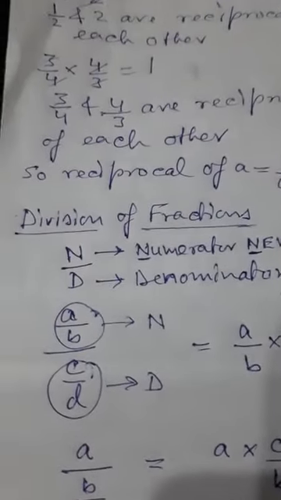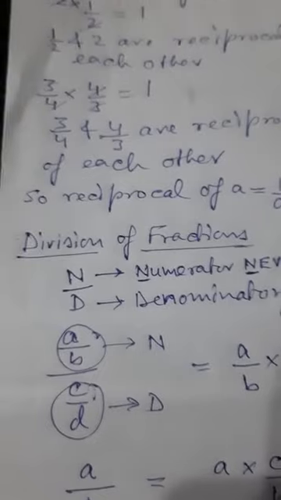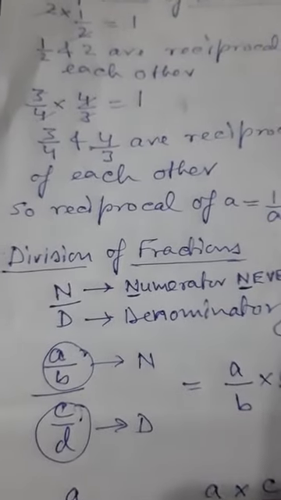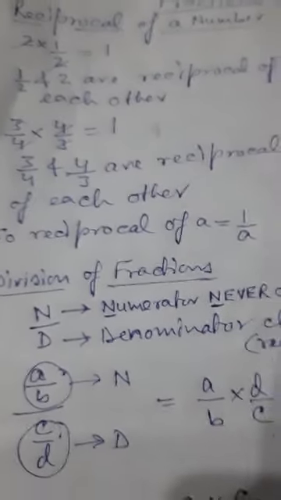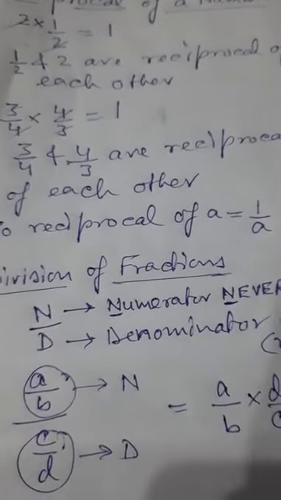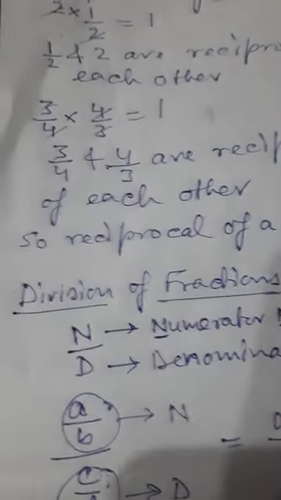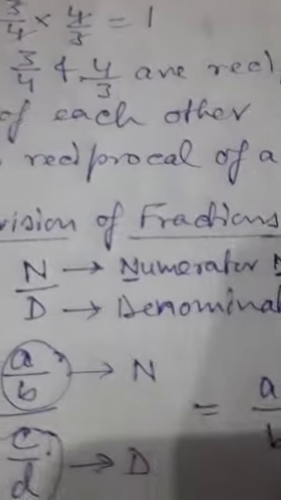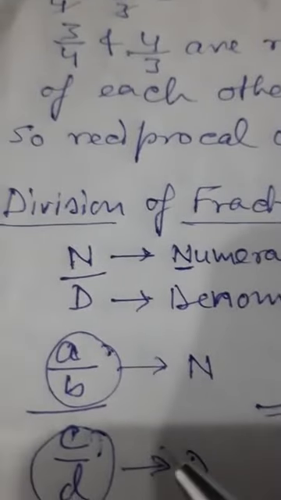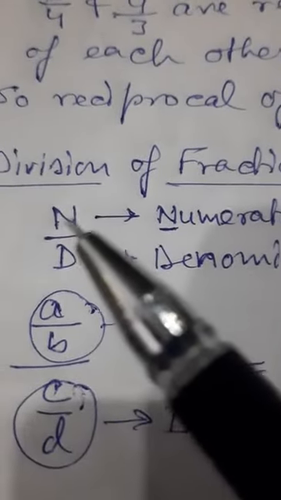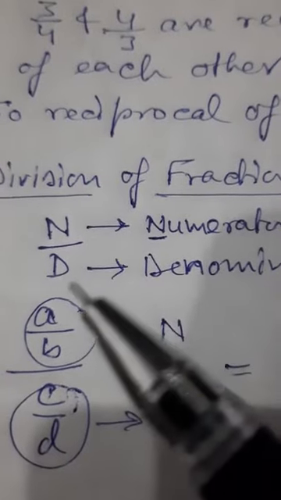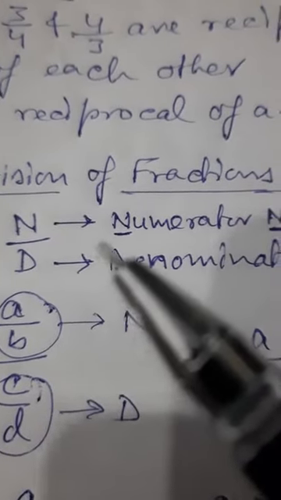Now in the previous turn you studied about multiplication of fractions. Today let us learn about division of fractions. That means one fraction divided by another fraction. You know a fraction already has numerator and denominator in it, right? So n denotes numerator here and d denotes denominator.